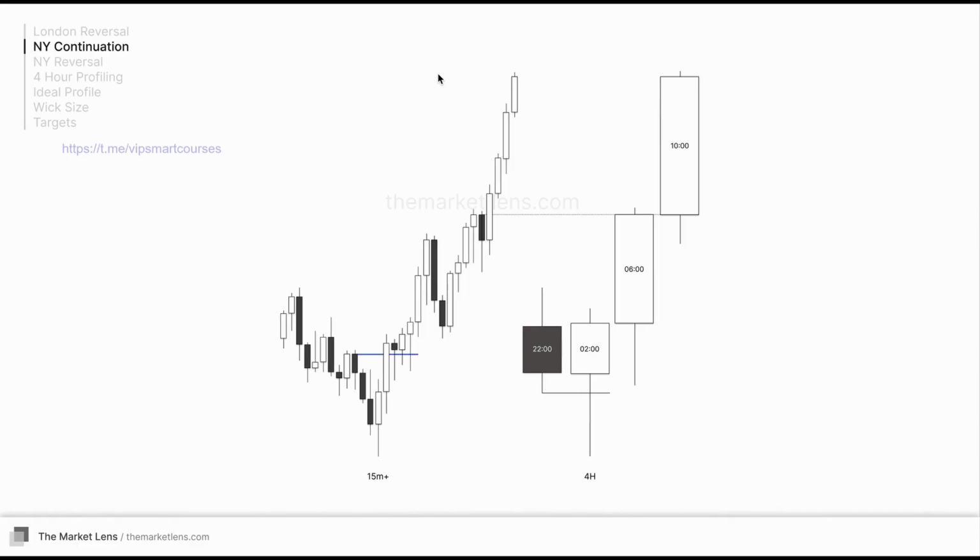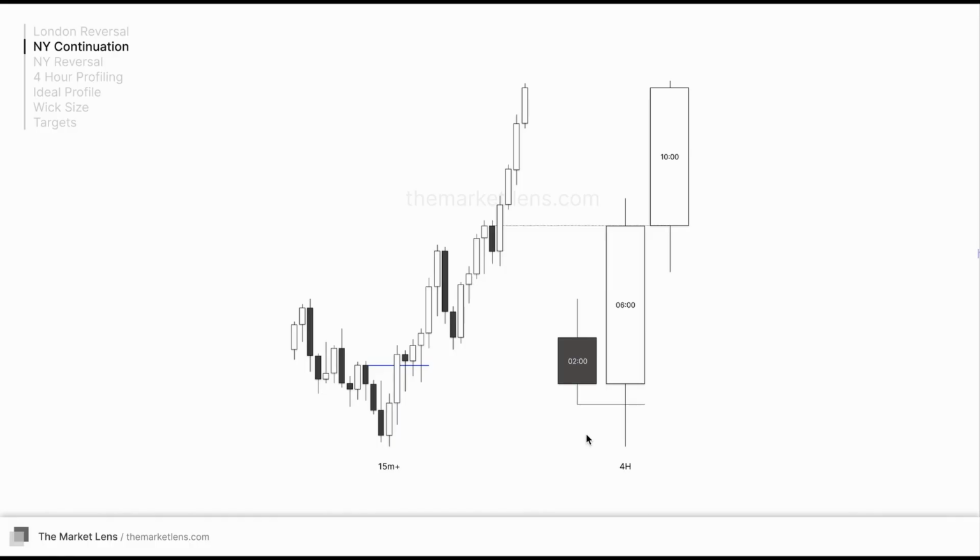In a New York continuation between the hours of 10 a.m. and 12 p.m., we will trade within the 10 a.m. 4-hour expansion candle, moving away from the low of day that was created in the previous sessions, trading towards open objectives. Here is an example of a 10 a.m. continuation where the daily profile is a London reversal. And here is a 10 a.m. continuation where the daily profile is a New York reversal.